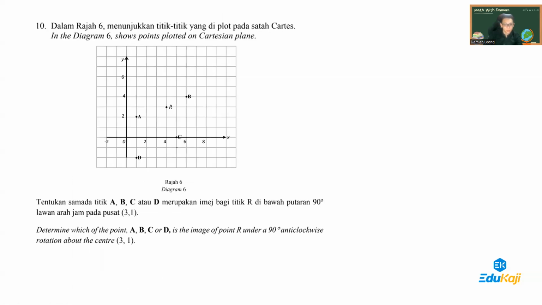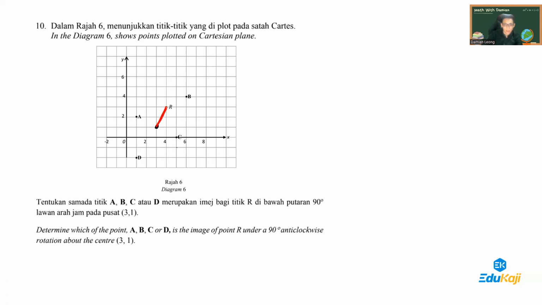Question 10. Determine which of the points A, B, C, D is the image of R under 90 degrees anti-clockwise rotation about center 3, 1. 1 is here. R here. I rotate 90 degrees anti-clockwise.